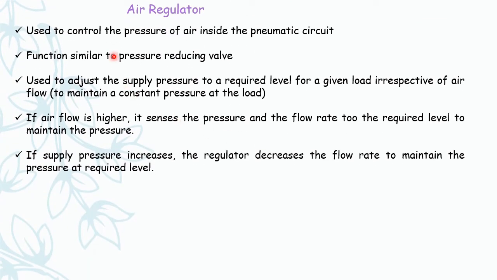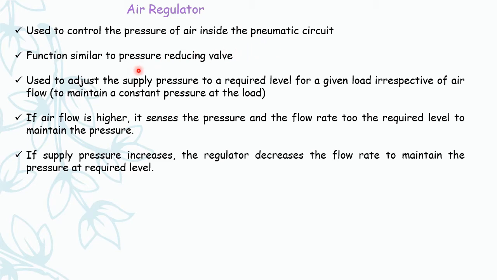Now let's move on to the next unit of FRL unit, that is the regulator. So we call it the air regulator. What is the main function of this air regulator? It is used to control the pressure of air inside the pneumatic circuit. So the function of the air regulator is to control the pressure of air inside the pneumatic circuit.